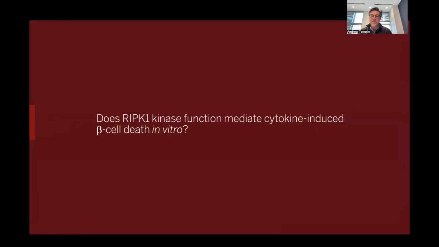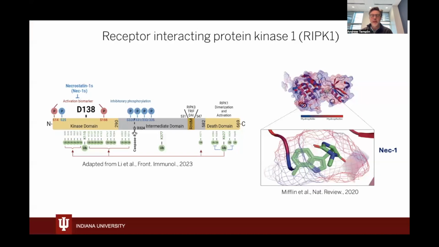The first of these was, does RIPK1 kinase function mediate cytokine-induced beta cell death in vitro? And you may say, well, of course it's the kinase function because this is a kinase, and that's true. There is a kinase domain in RIPK1. The catalytic site of this kinase domain is at D138.